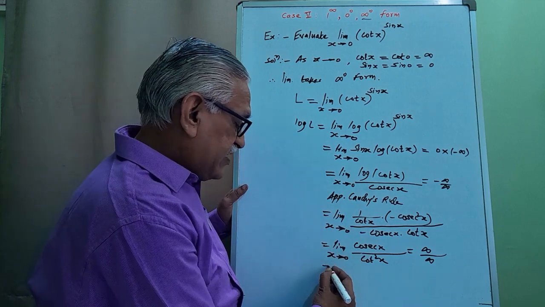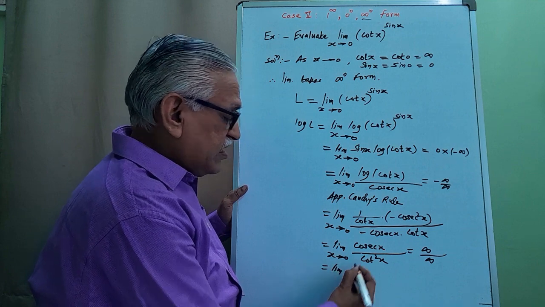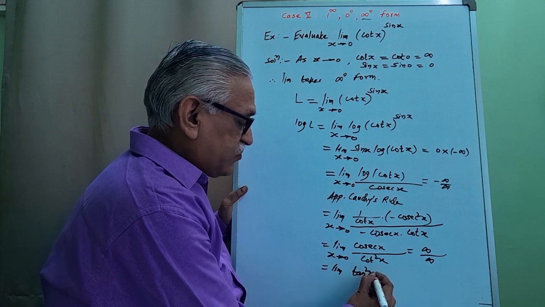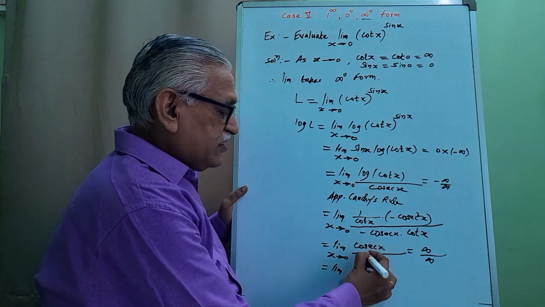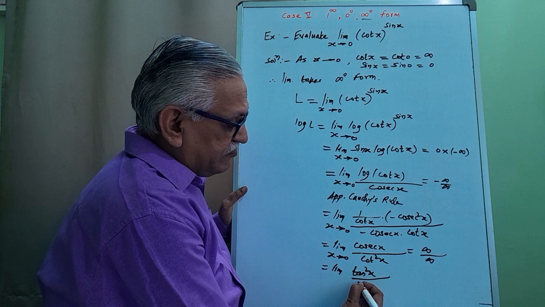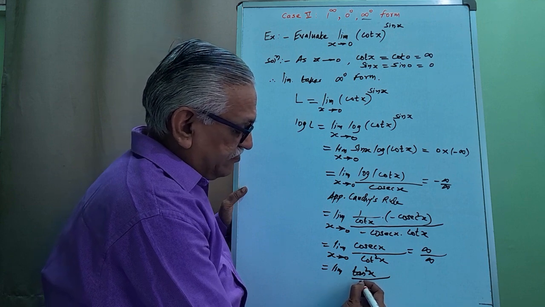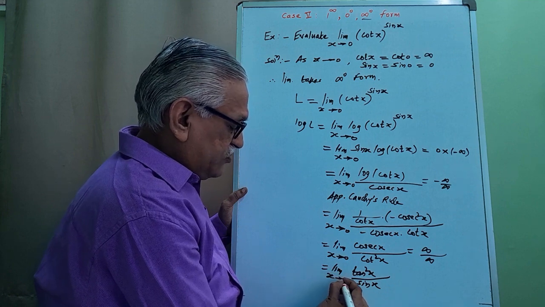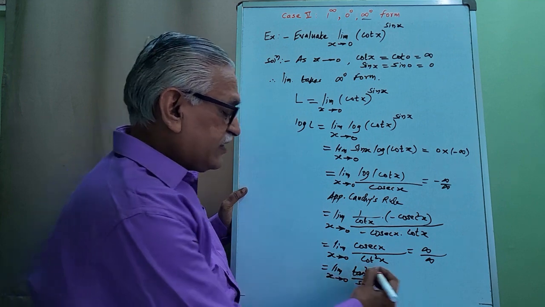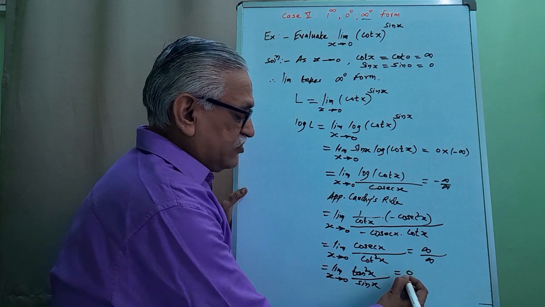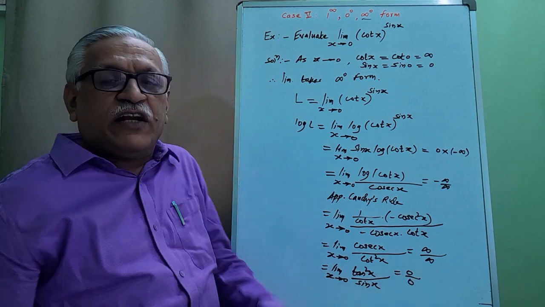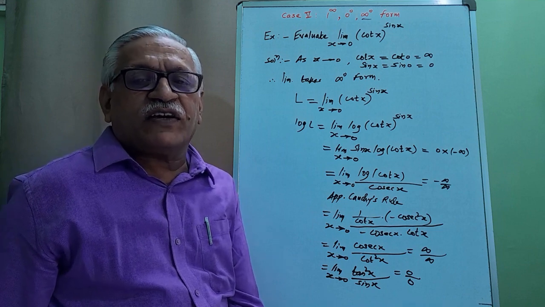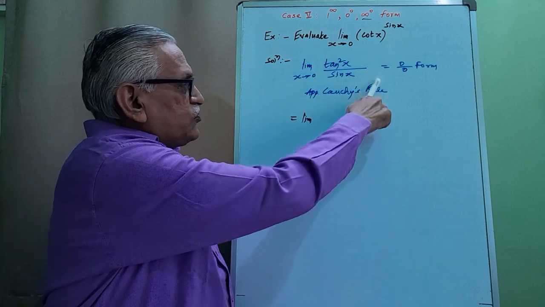Or this we can rewrite as limit 1 by cot, nothing but tan. Therefore, it is tan square x divided by cosec, nothing but 1 by sine. As limit x tends to 0, we get tan 0 is 0 and sine 0 is 0. Therefore, that infinity by infinity form we can convert into a 0 by 0 form, so that we can apply Cauchy's rule.